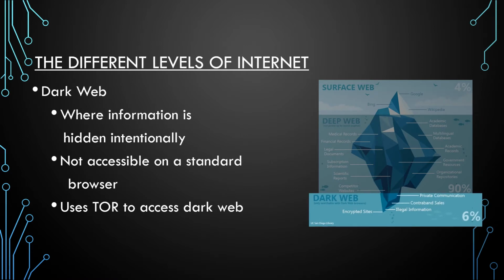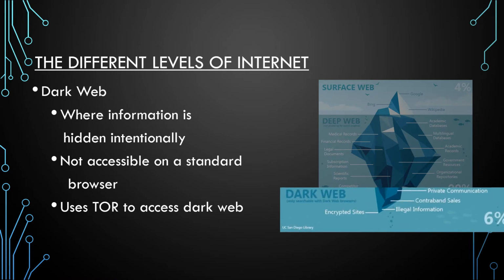The third and the deepest level of the internet is the dark web. Now this is where information is hidden intentionally, and it is not accessible on a standard browser. You have to download a specific browser, and the most popular one is called Tor.